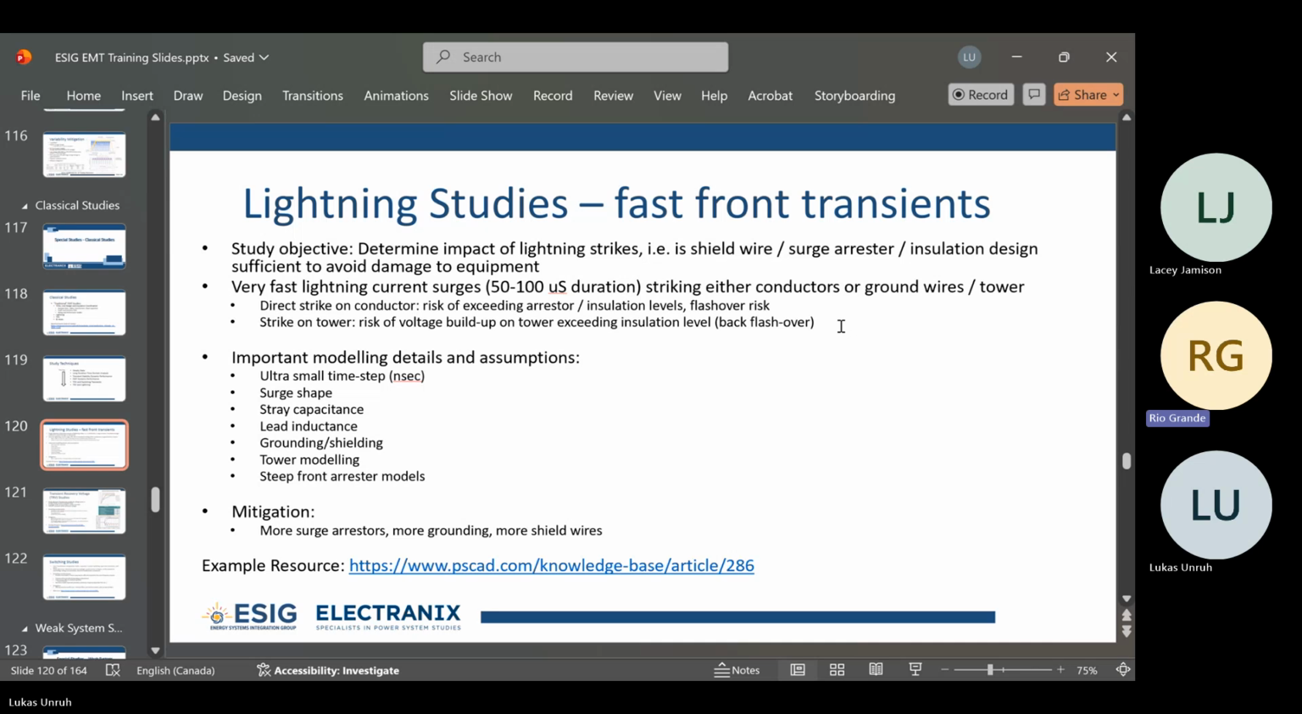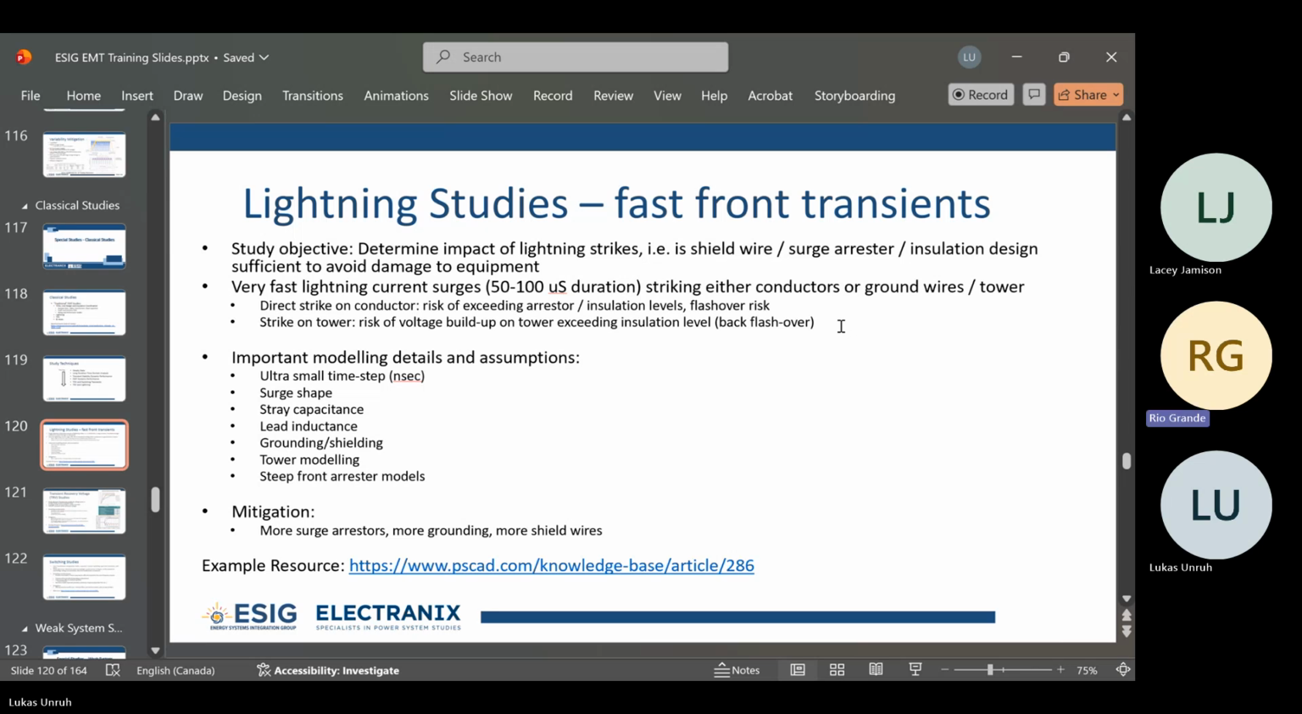The other possibility is that it strikes the tower or the shield wire, and we have a buildup of voltage on the tower itself, such that it is beyond the withstand capability of the insulators, and you have a flashover from the tower to the conductors. So both of those are not great situations, and we can try to design these systems to avoid that using a variety of methods.